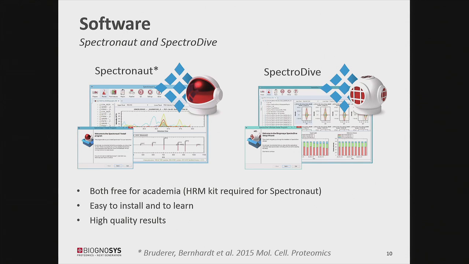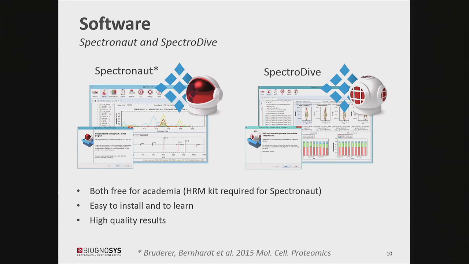And quickly some words about our software, just in very general. So these are two software packages. One is for the analysis of DIA data, Spectronaut, and the other one is for the analysis of MRM or PRM data. It's called SpectroDive. This one has now also newly been made available to academia for free, so everyone can download the software as well.